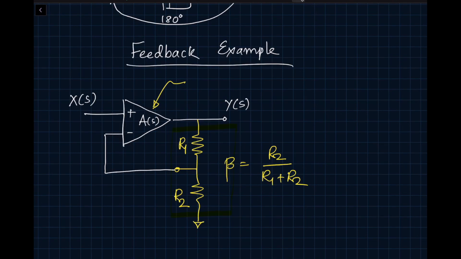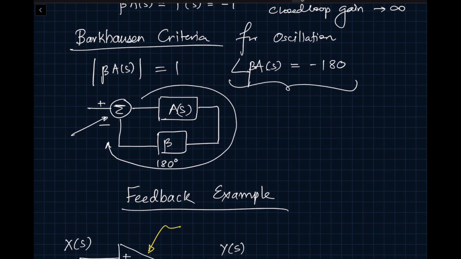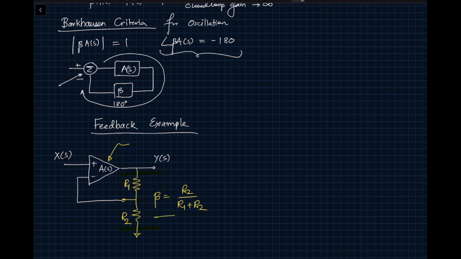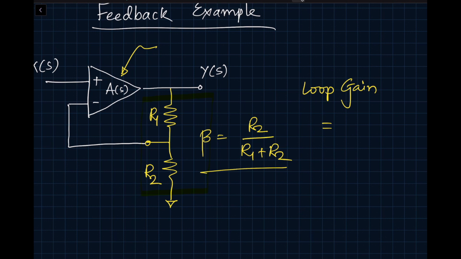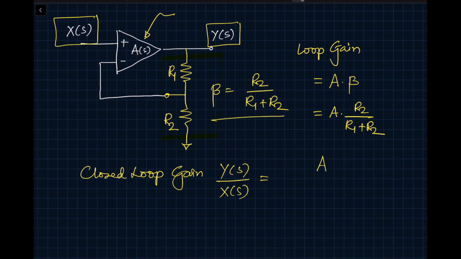If we look at our original definition of feedback, we can compare this particular schematic to that, which is right over here. We can see that the feedback factor here is beta, which is R2 divided by R1 plus R2. Now, what is the loop gain in this particular case? The loop gain, as we can see, will be equal to A times beta. So in this case, it would be A times R2 divided by R1 plus R2. Now let's find out what our closed loop gain is going to be. A divided by 1 plus A beta. And in this particular case, beta is R2 divided by R1 plus R2.